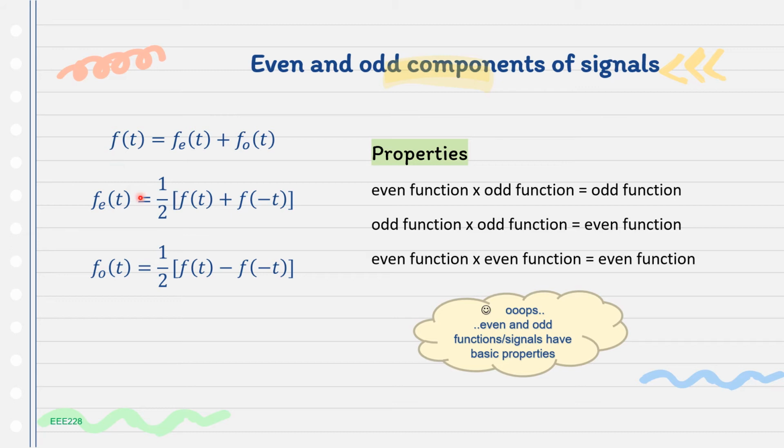Even and odd components have basic properties, equivalent to the mathematical formulation. If you multiply an even function with an odd function, you get an odd function. If you multiply an odd function with an odd function, you get an even function. And if you multiply an even function with an even function, you get an even function. I will upload some videos on this topic, so please watch for further understanding.